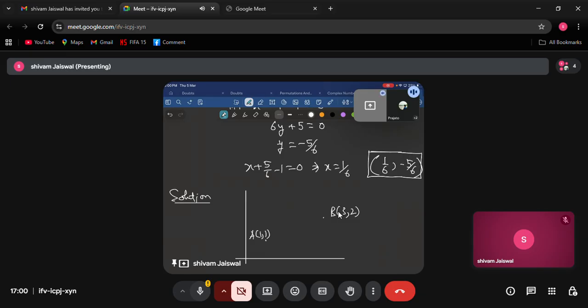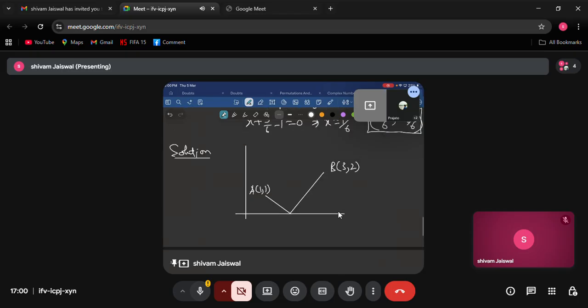Right? Angle of incidence is equal to angle of reflection. Light always travels in the shortest path. Right? Optics problem. We have to take the image of A(1, 1) over the x-axis, and then these 3 points will be collinear, right?